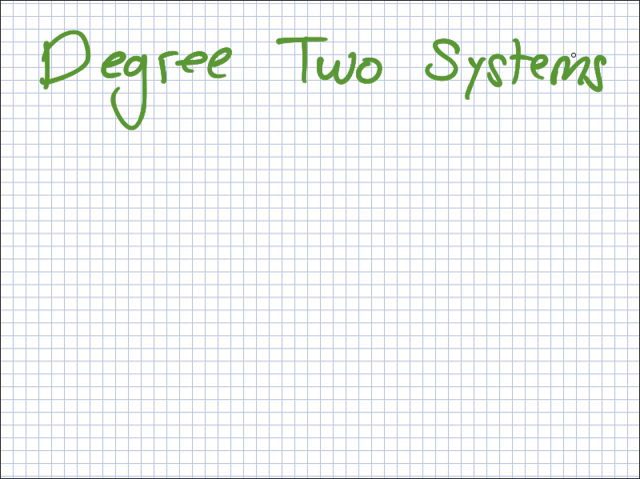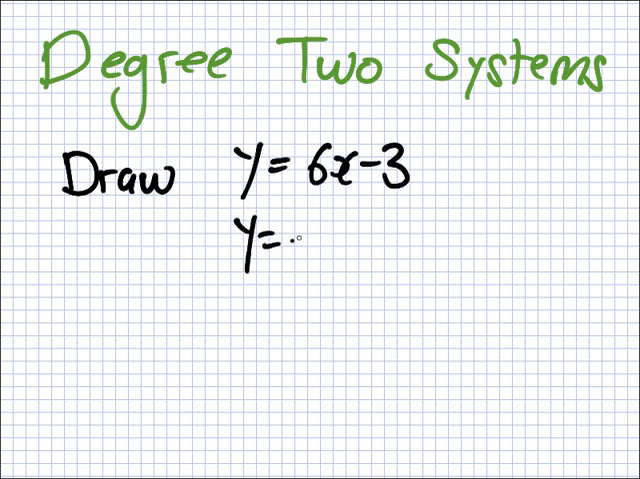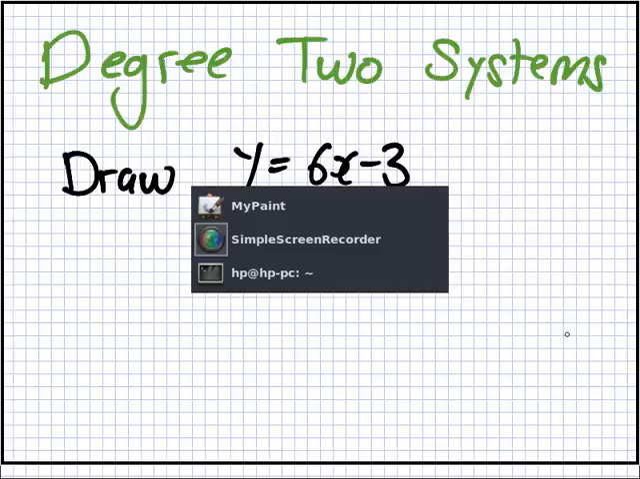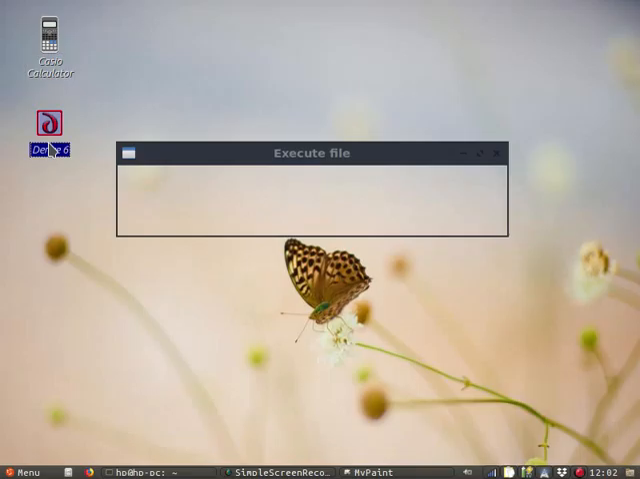Yes, just to get started, what I want you to do, as neatly as possible, is draw y equals 6x minus 3, and y equals minus 2x plus 5. On the same graph, I want you to draw these as neatly as you can. And while you're doing that, let me just open this up here.